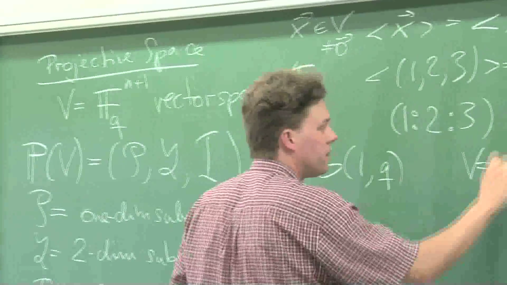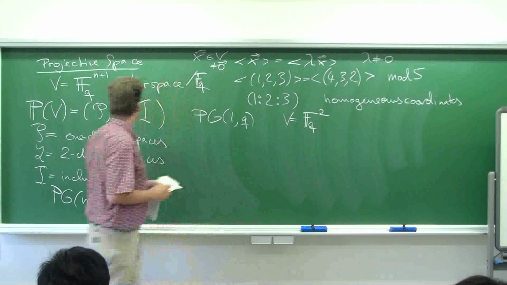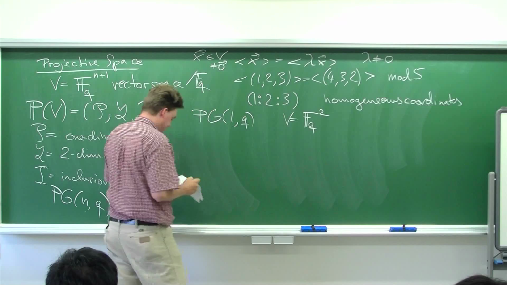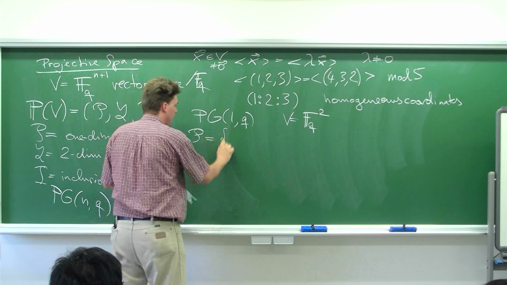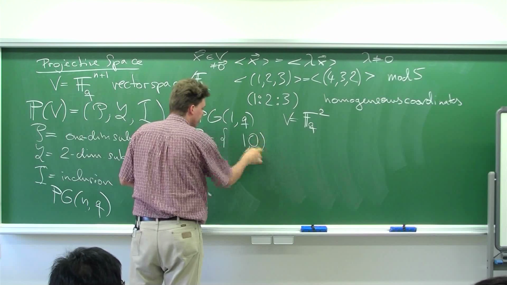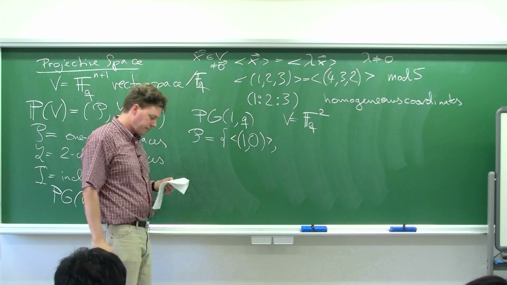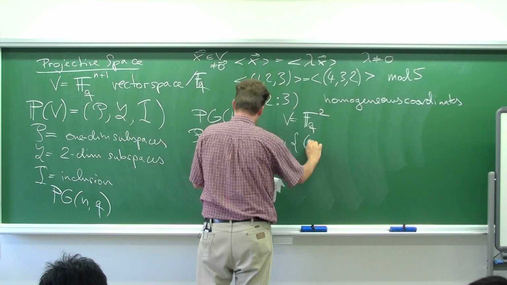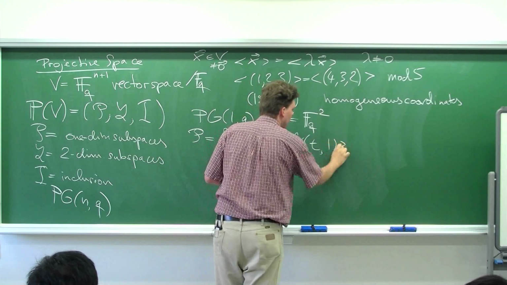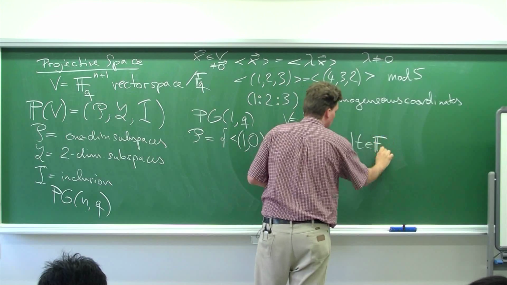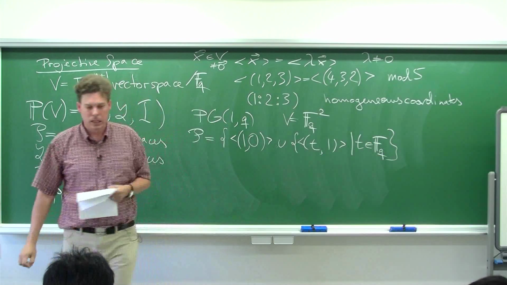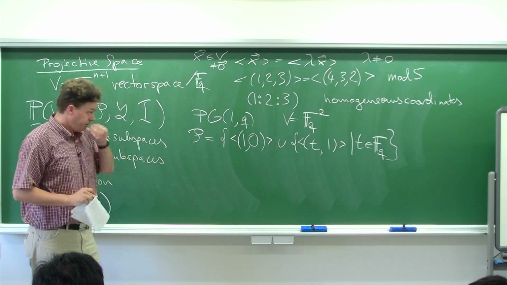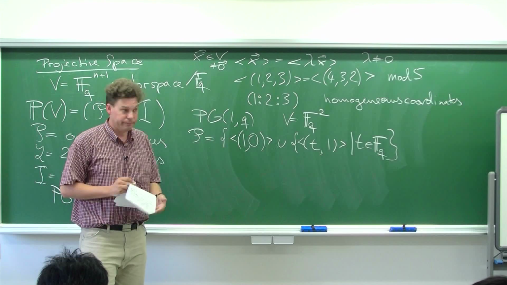The vector space F_q squared, the n plus 1. What are the one-dimensional subspaces? Well, I could form, let's say, like this. The vector (1, 0), certainly a subspace. And then I have to also consider (t, 1), where t is in F_q. Okay? Think about it. This covers all the one-dimensional subspaces. Every one is listed once in this list.